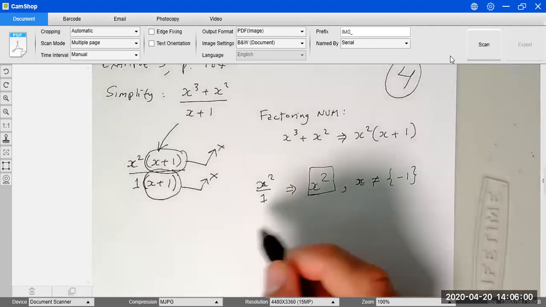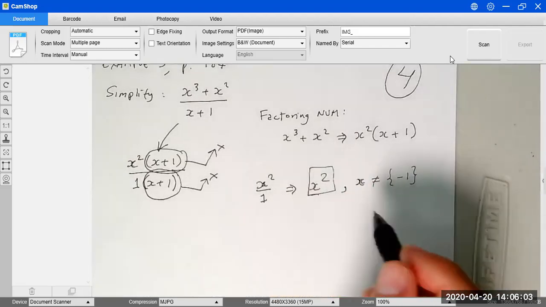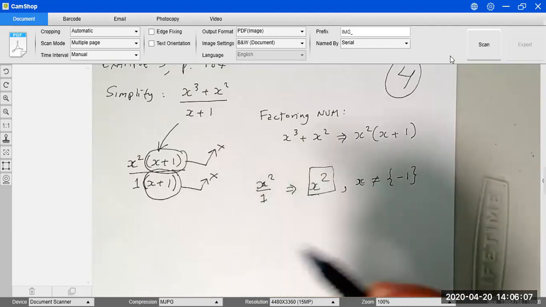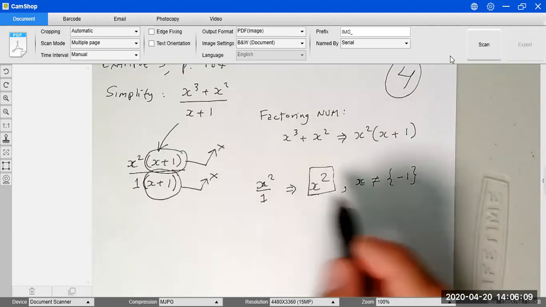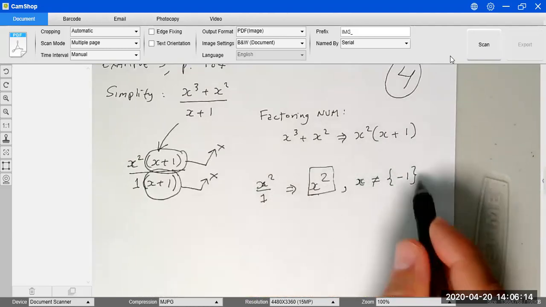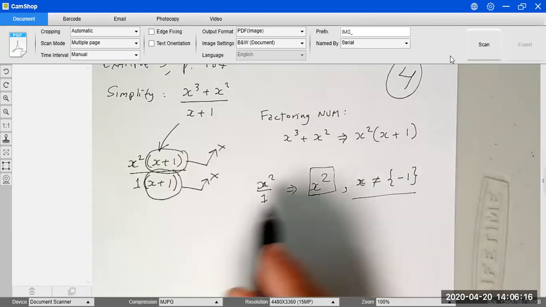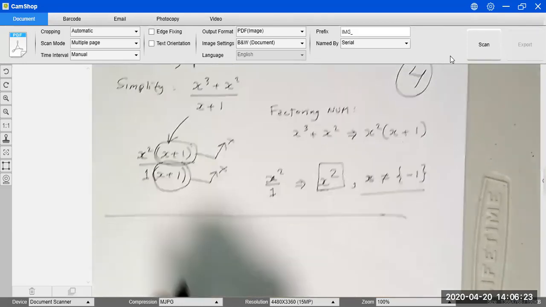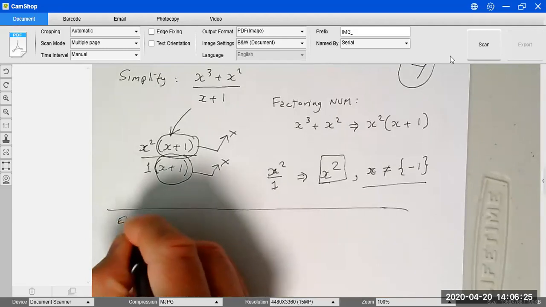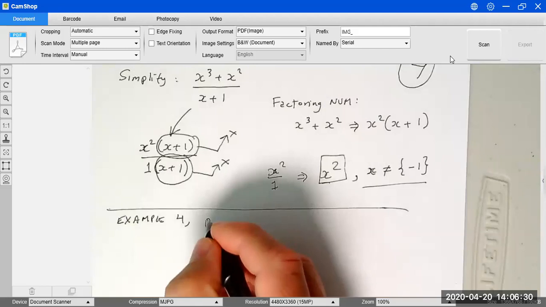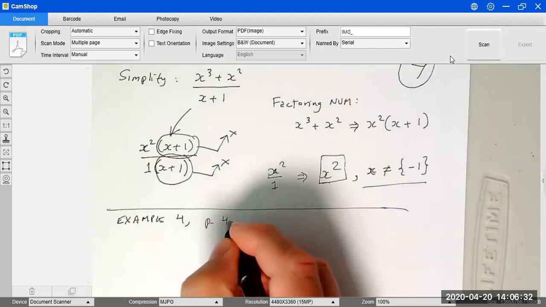We are not doing that now because we want to learn just to simplify rational expressions, but the complete way to do the exercise is first you're going to find the restrictions, then you're going to simplify, and at the end you're going to write the answer with the corresponding restrictions. Okay, so let's see, we have two more problems. Let's work first example 4 on page 488.